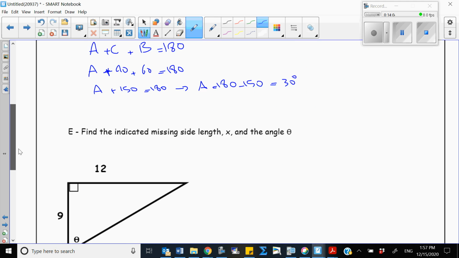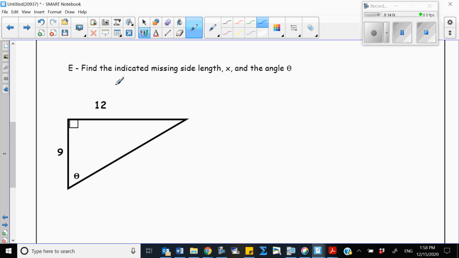Now let's work on the other example. This time we are looking for this side and this angle. Once again, I can easily find the other side using the Pythagorean theorem. This is my hypotenuse, so I can write x squared is equal to the other two sides to the power of 2. 9 squared plus 12 squared is equal to 225, and x will be the square root of 225, which is 15. So I found this side.